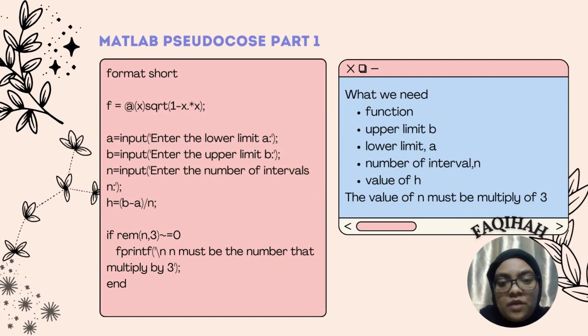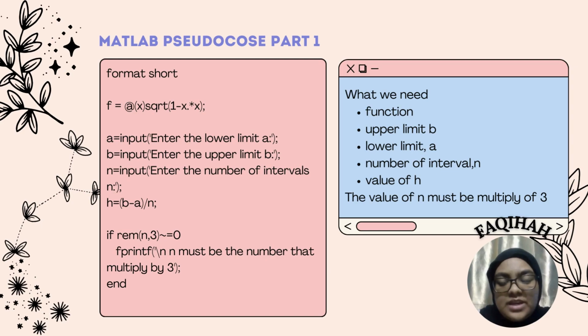Next, this is the coding for MATLAB software. For the first part of the coding, we need the function, and we insert the function of square root of 1 minus x squared, and then we need the user to insert the value of a, b, and n. From this input by the user, we compute the value of h using the equation.